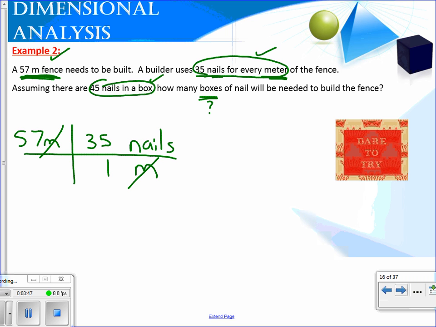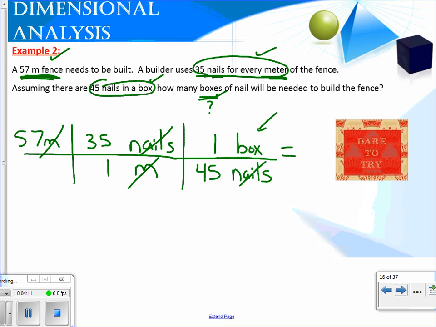Now I have nails, but we want to get to boxes. So we do need to cross out those nails. So since it's on top, we'll put it on bottom. And do we know a relationship between nails and boxes? Yes, we do. We know that in a box, which is 1 box, there are 45 nails. So now we're in boxes, and that's what we want. So we know we can hit our equal sign. And we're going to multiply 57 times 35 times 1, and then we're going to divide that by 45. And what I got in the calculator was 44.3333.